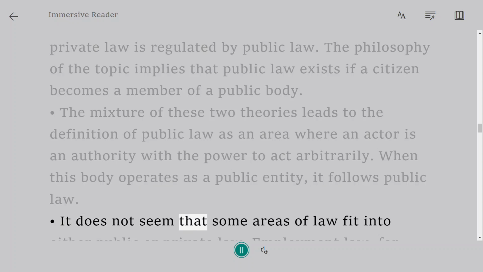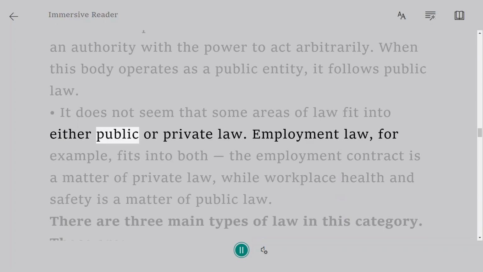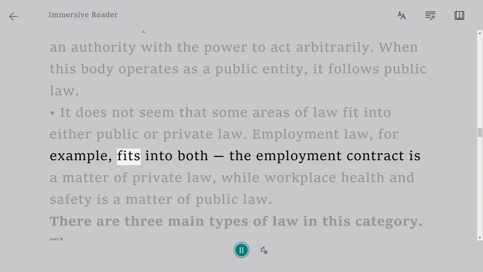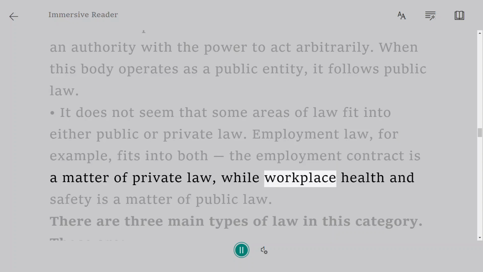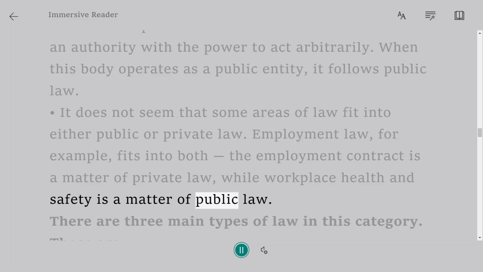It does not seem that some areas of law fit into either public or private law. Employment law, for example, fits into both. The employment contract is a matter of private law, while workplace health and safety is a matter of public law.